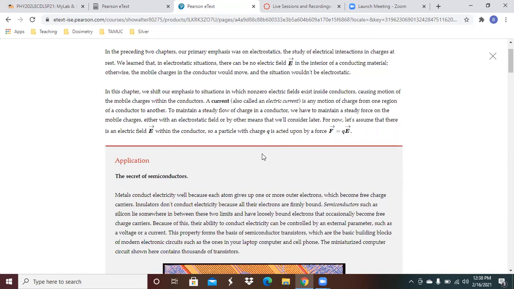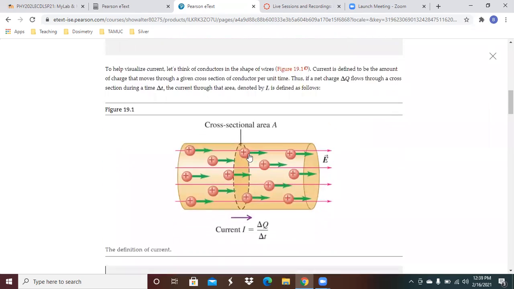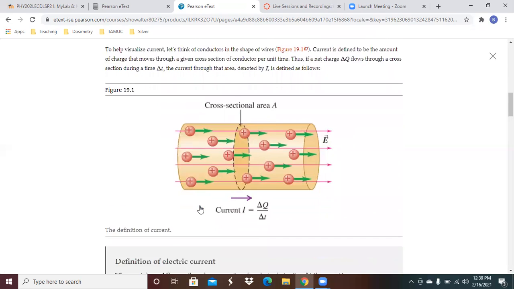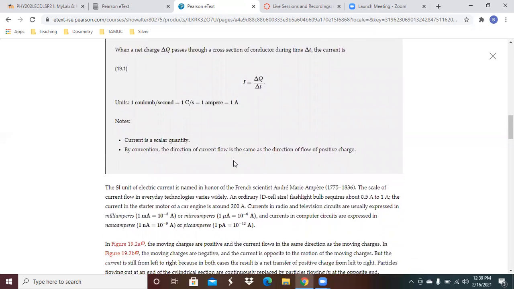Now let's assume that there's an electric field within the conductor, so a particle with charge Q is acted on by this force. You may remember that definition from before. To help visualize current, we're going to think of conductors in the shape of wires. We've already gone over the definition of current, change in Q over the change in time, and you're going to see the positive charges moving within an electric field. Again, it's going to be 1 coulomb per second. That is going to be 1 ampere.